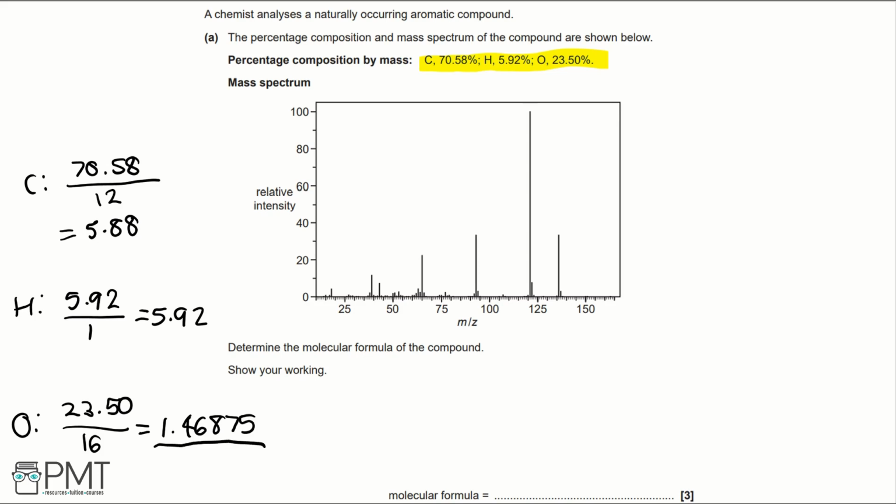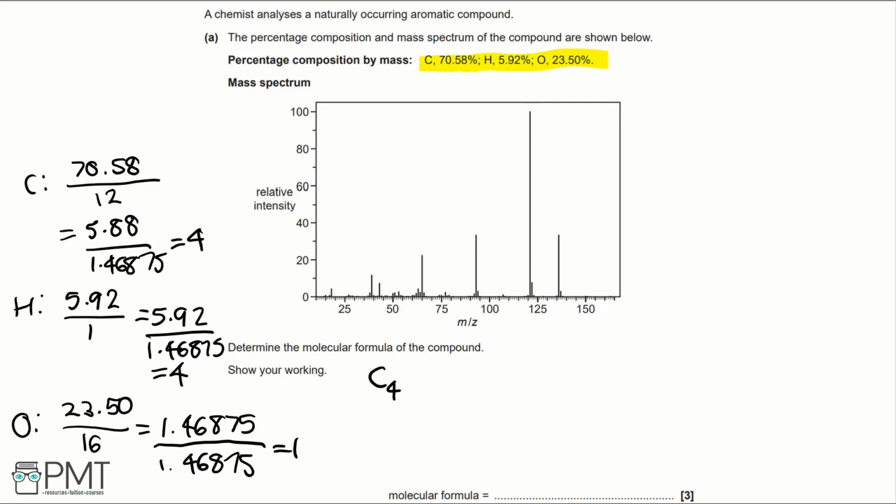This would be 1.46875. So dividing oxygen by that gives us 1. Dividing hydrogen by 1.46875 gives us 4. And dividing carbon by 1.46875 also gives us 4. So that makes the empirical formula C4H4O. We then look at the mass spectrum.